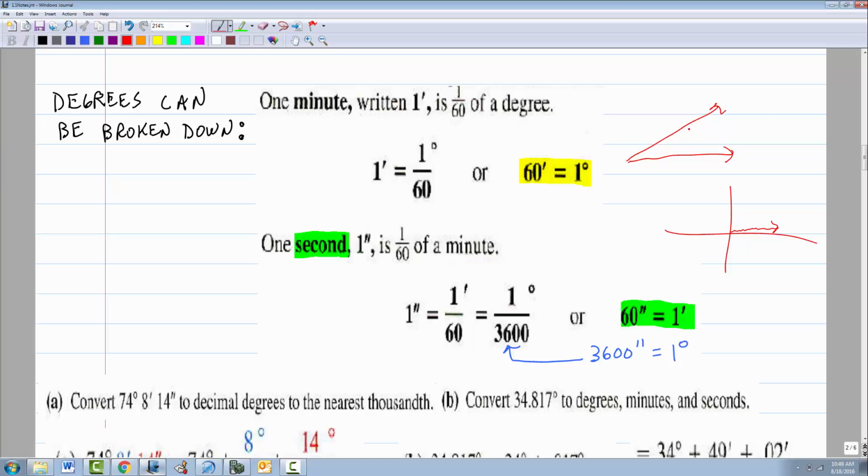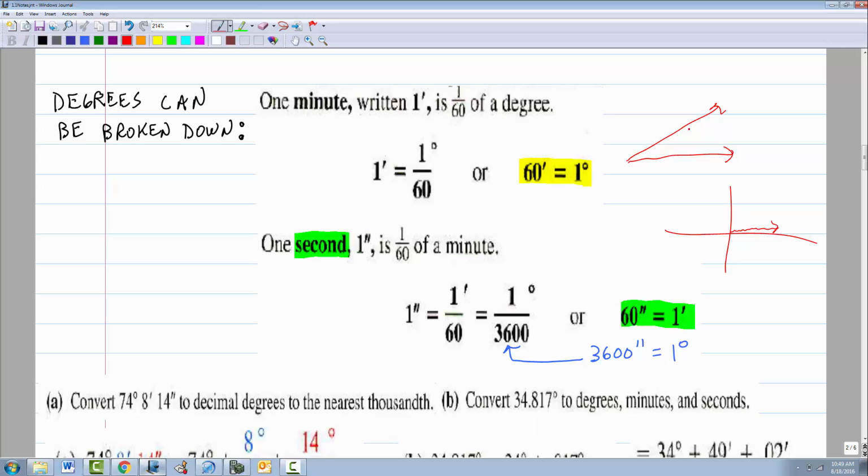And all I'm going to do for this set of notes, all right, 1 minute equals 1/60th of a degree. And then, of course, 60 minutes equals 1 degree. And then here's the real breakdown.